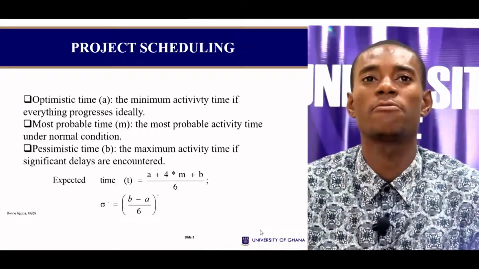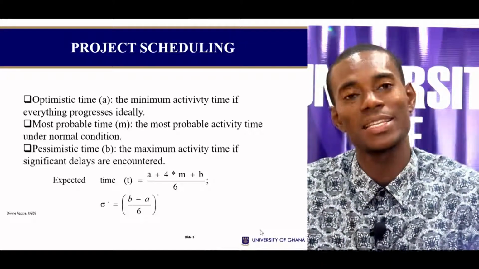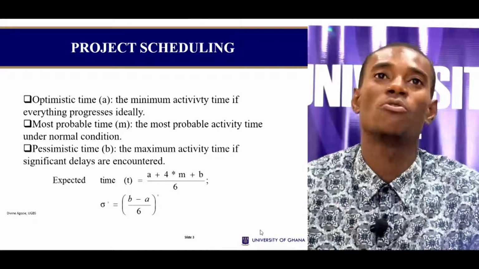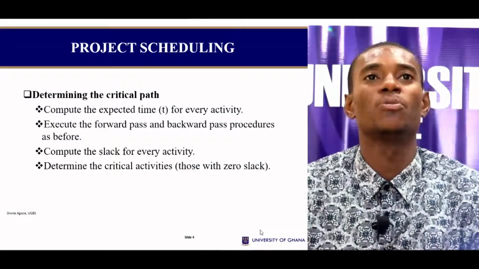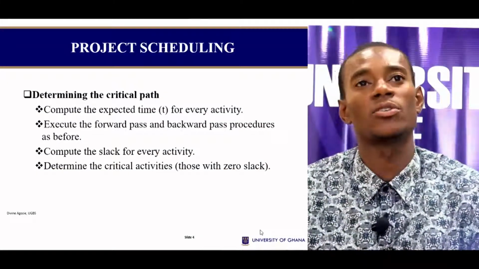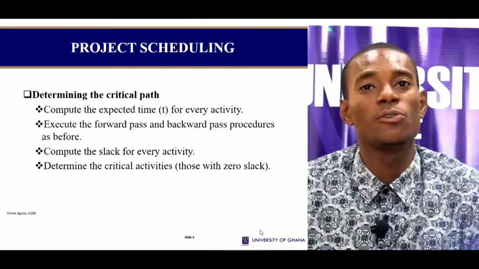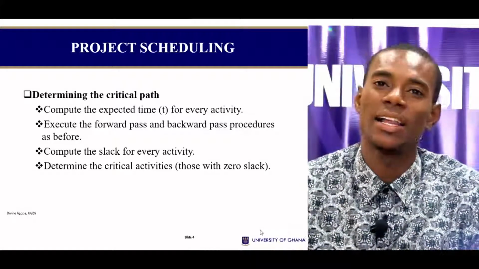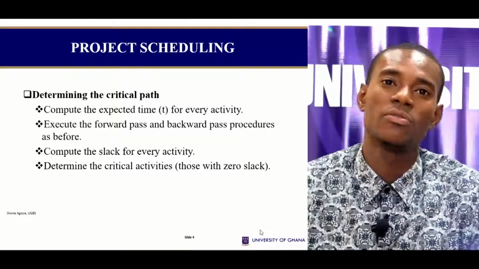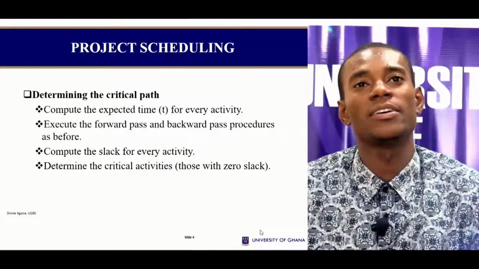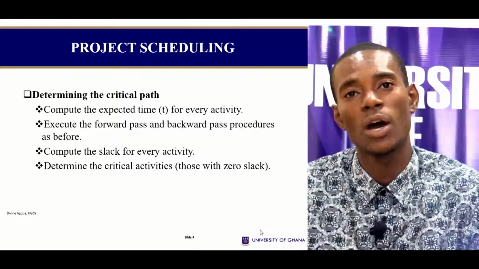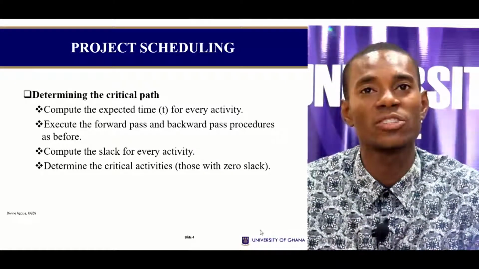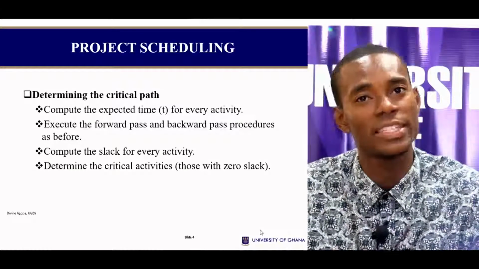Every other thing apart from computing the expected time and then the variance for this kind of situation remains the same. In determining our critical path, we follow the same procedure like we did in the previous video. The only difference is that this time, before we draw our network diagram, we must first compute the expected time for each activity.